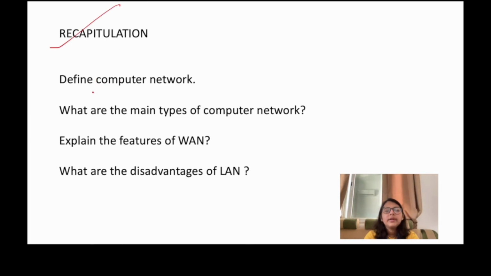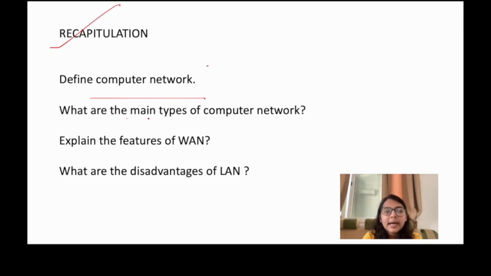Then students, this is the recapitulation part. You have to define what a computer network is. Do you know what a computer network is? Yes, it means two or more computers that are interconnected to each other, and the main purpose of a computer network is to share data or resources. So are you clear with the point? A computer network is a system that interconnects two or more computers with each other.